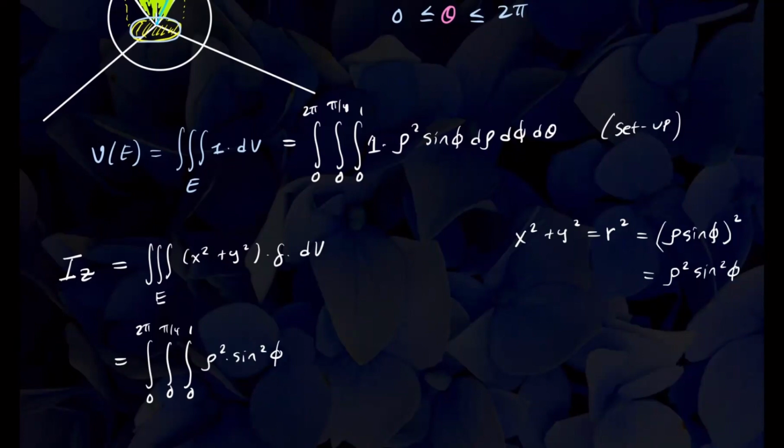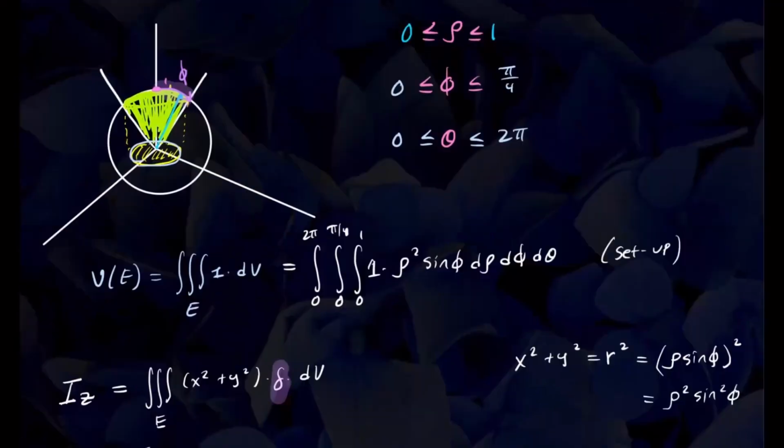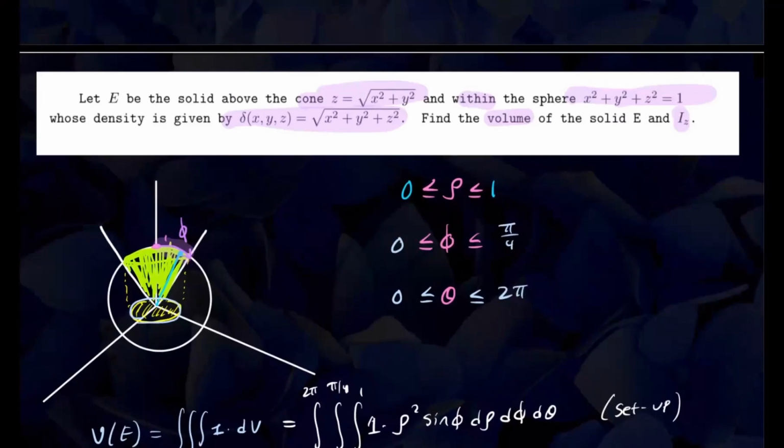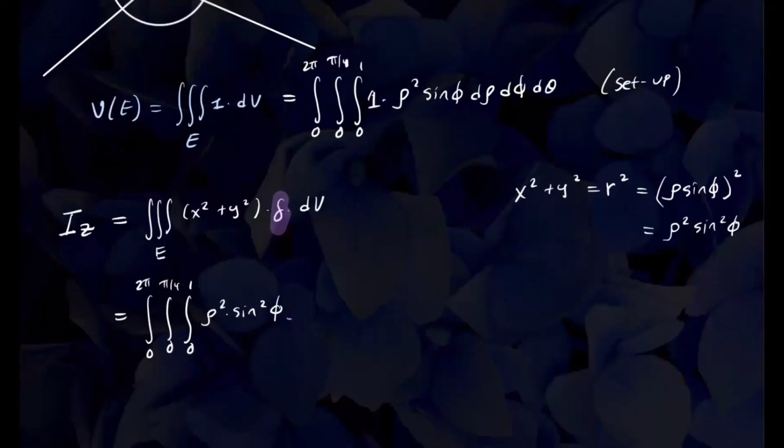And then our density is given in the problem. It is given right here: the square root of x squared plus y squared plus z squared. Again, be mindful that in spherical coordinates, x squared plus y squared plus z squared is rho squared. And then you take the square root of that. So that's just simply going to be rho, assuming it's positive. So our density will simply be rho. So times rho, and then dV, and we know dV is going to be rho squared times sine phi. Then we have our d rho, d phi, d theta.